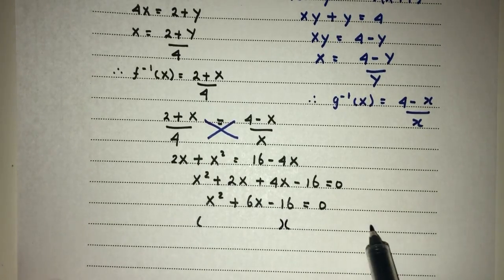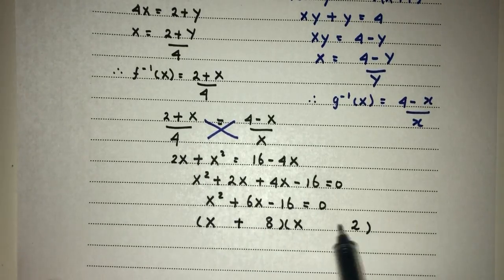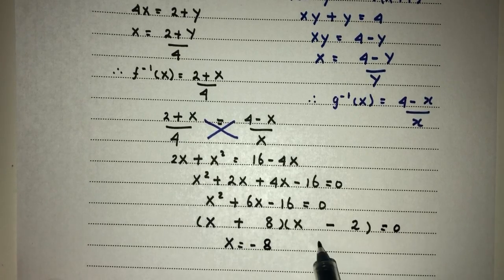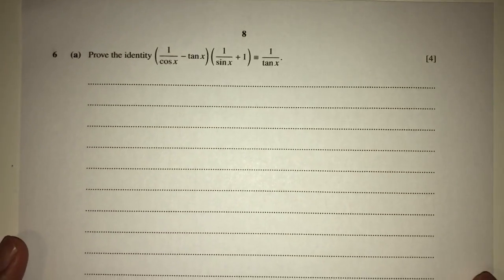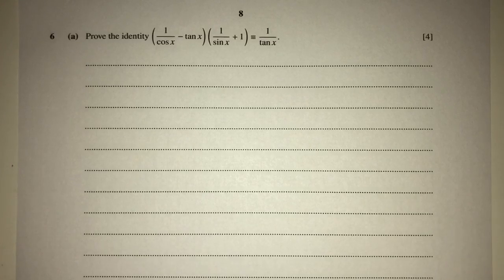Factorize. x times x. 16 is 8 times 2. To get plus 6, we have to have plus 8 minus 2. So x will be minus 8, or x will be the value of 2. So the values of x will be minus 8 and 2. And that is your question number 5. Now let's move on to question number 6, so that was 5, this is 6, okay.